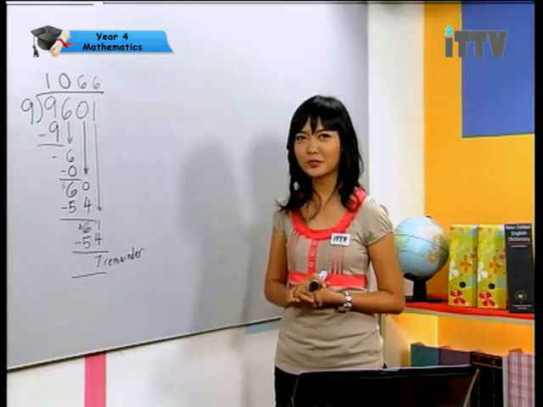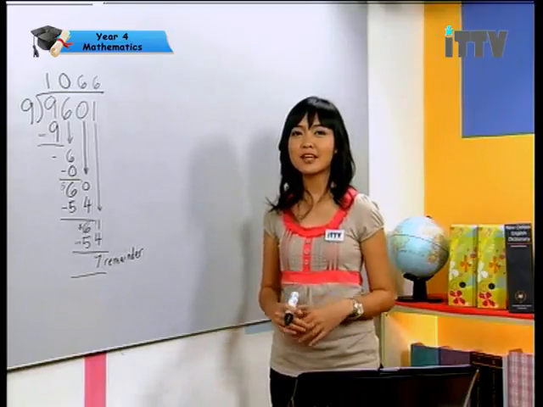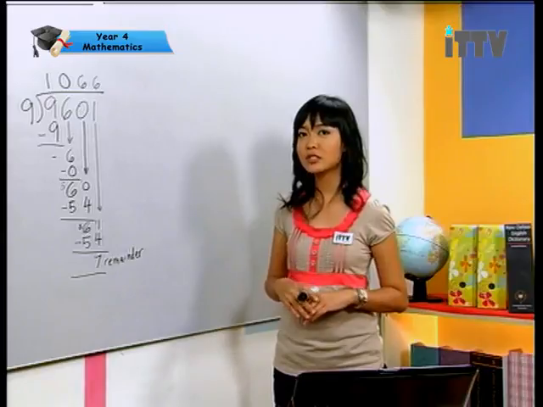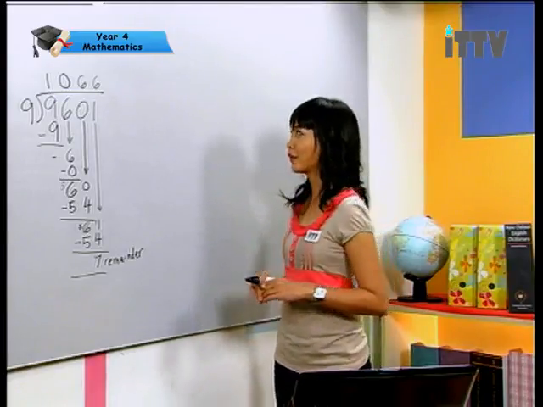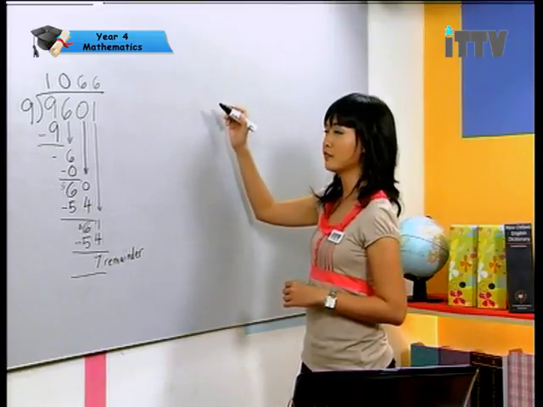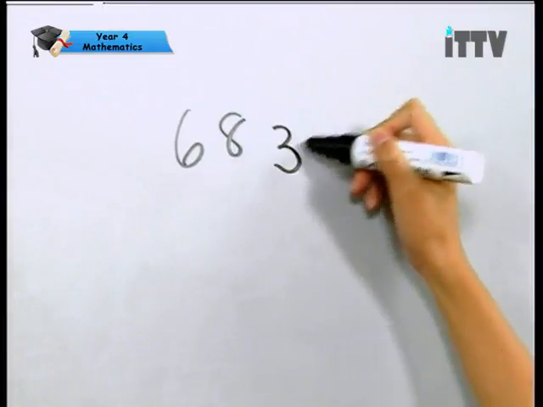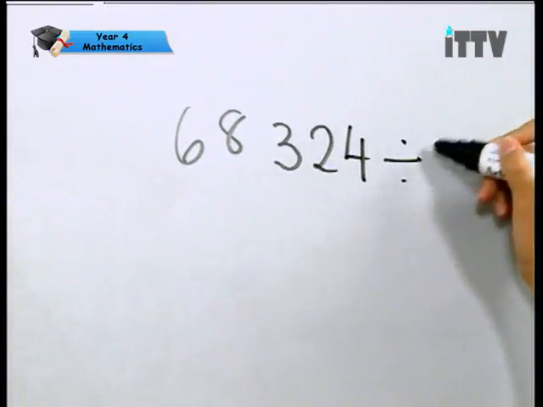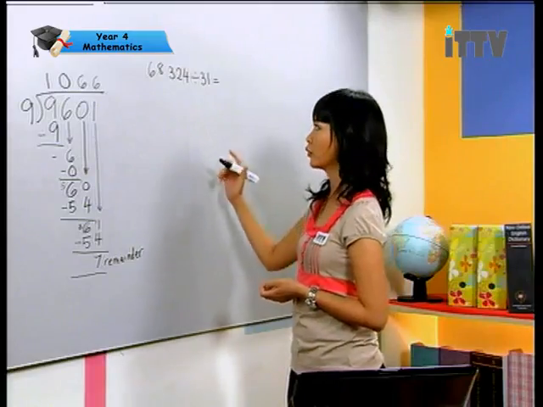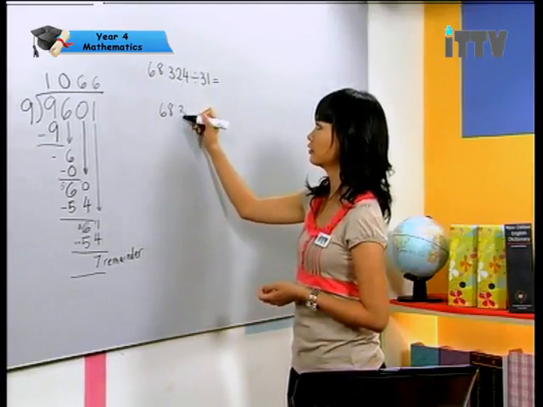So, what operation should we use? Division! That's correct. We take the total number of books and divide it by the number of days, which is 31. Alright, so let's write it in long division. So we have this number of books divided by 31 days, and we want to find the answer, our quotient. Alright, let's start by using the long division.